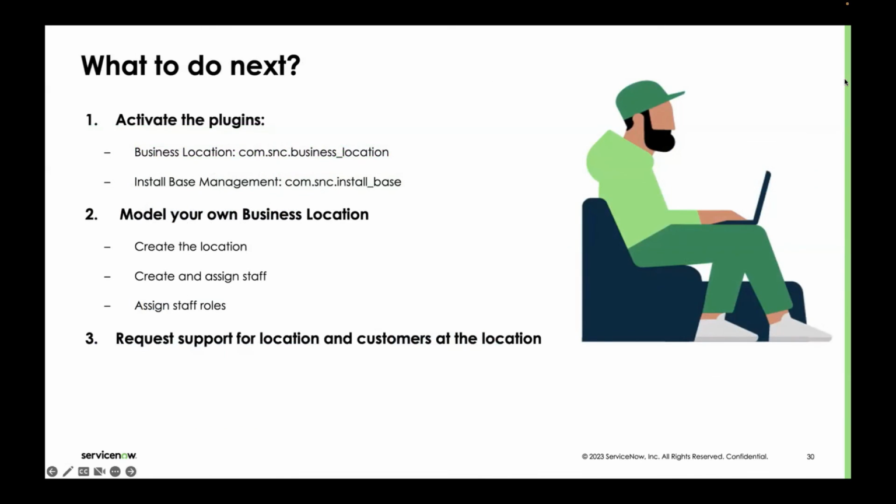Now, what can you do next? I'd say, first, go try it out. These are the two plugins you need: the business location plugin, and if you want to manage install base, the install base plugin. Go activate those two plugins and then model your own location. Create the location, change the labels, create the staff, assign the roles, and then see how they can request support for themselves, the location, or the customers.